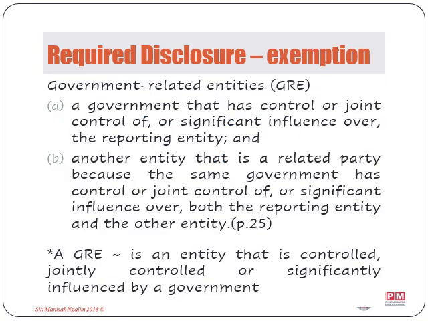For entities that are government-related entities, they are exempted from disclosure requirements in paragraph 18. That is, if a government has control or joint control of or significant influence over the reporting entity, and it has a related party that is also controlled or jointly controlled by the same government or significantly influenced by the same government.